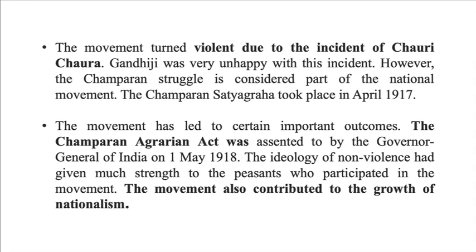However, the Champaran struggle is considered part of the national movement, and Champaran Satyagraha took place in April 1917. The movement has led to certain important outcomes. The Champaran Agrarian Act was passed, assented by the Governor General of India on 1st May 1918. The ideology of non-violence had given much strength to the peasants who participated in the movement. The movement also contributed to the growth of nationalism.